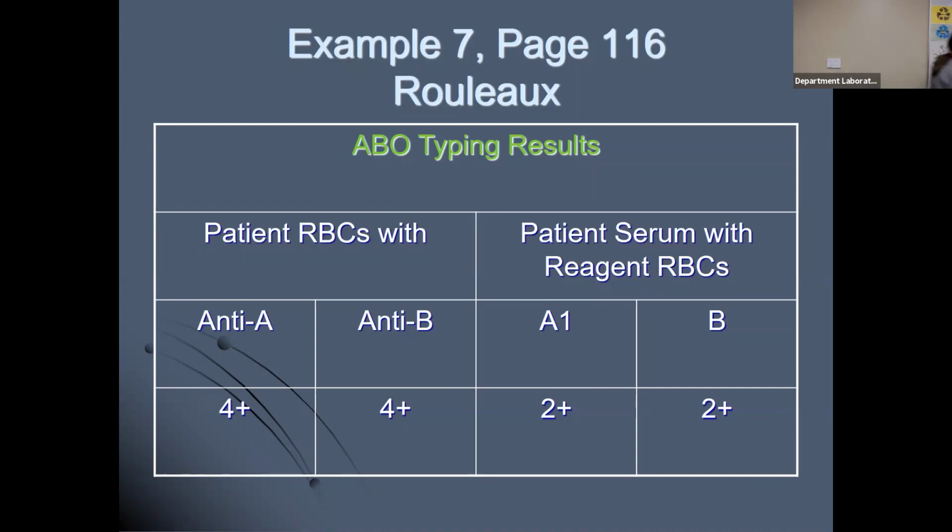And just to note, remember that rouleau affects the patient plasma testing. So also what's going to happen when you do your antibody screen, it's also going to be positive as well. All right, so it is going to affect not only your back type, but your IAT as well.